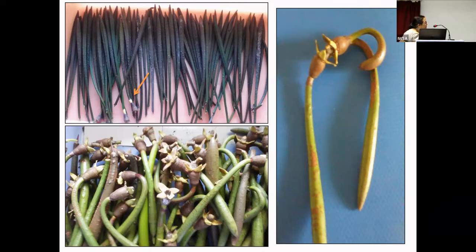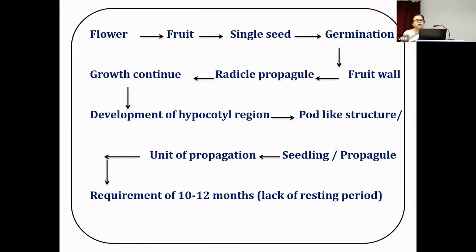Likewise, there are small propagules of Rhizophora apiculata, which we have shown here. They are a little bit smaller than Rhizophora mucronata. This is the sapling material or propagule material which we are using here. The flower, fruit, single seed germination, then the growth continues. There will be development of the radicle, that is the point where you get root development. Also the fruit wall simultaneously develops, and along with that there will be development of the hypocotyl region, and then you will find this pod-like structure, which is the unit of propagation. It is called a propagule.